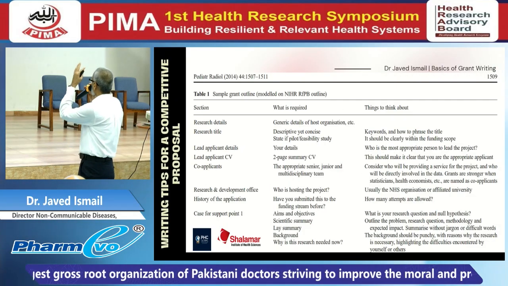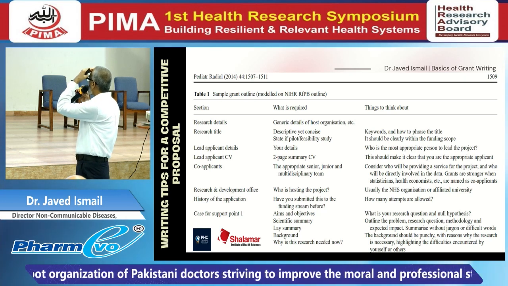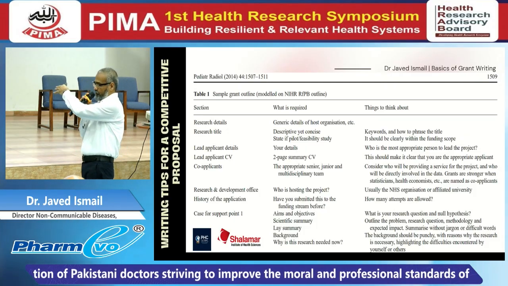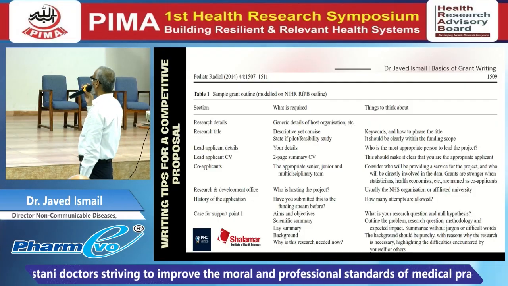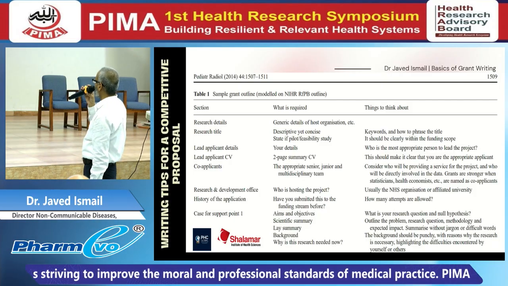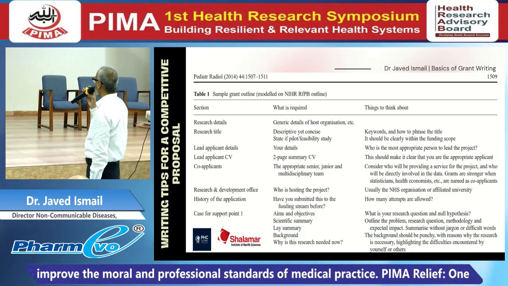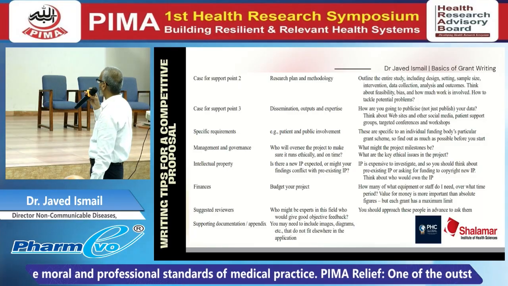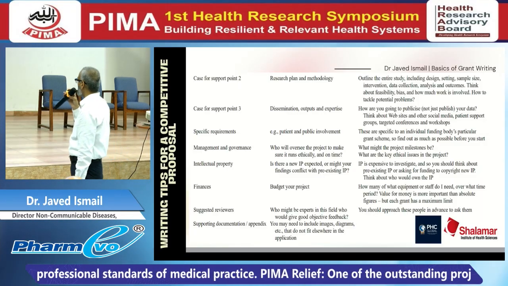So this is one article published in Pediatric Radiology in 2014, which discussed the different aspects of research and what the requirements are, like research detail, research title, lead applicant detail, lead applicant CV, co-applicant, research development office, history of the application, which we have already discussed. Then who owns the intellectual property, finances.